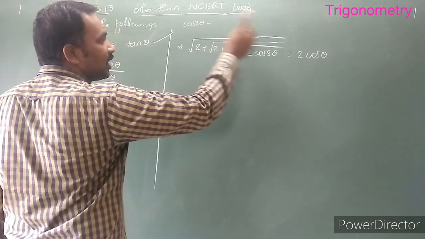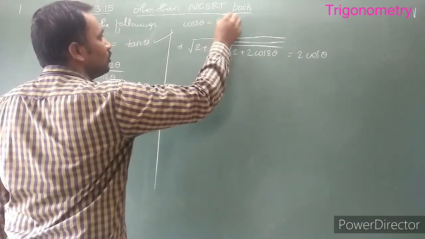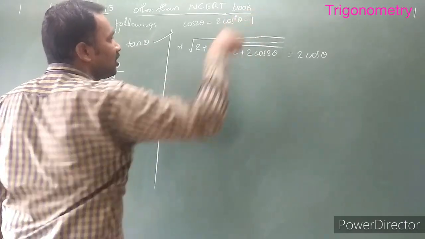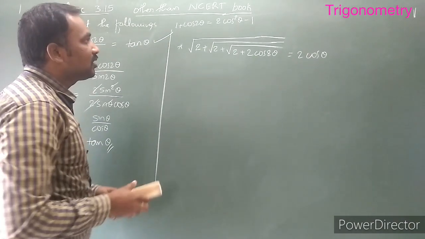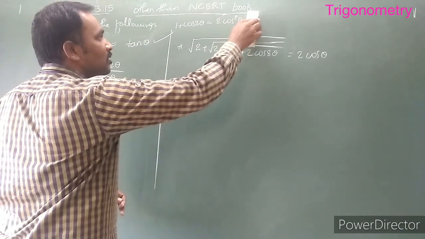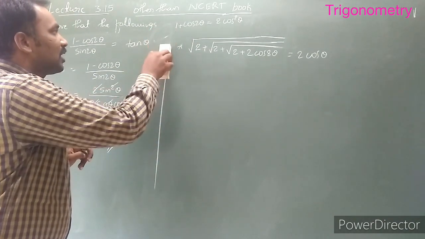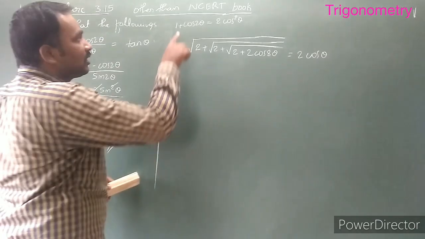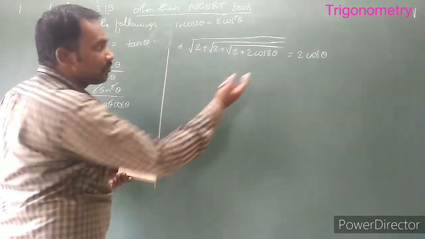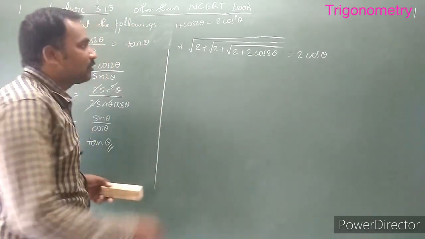So cos 2 theta in terms of the cos ratio, what can we write? This is 2 cos square theta minus 1. Taking the minus 1 to the left-hand side, 1 plus cos 2 theta. So 1 plus cos 2 theta can be written as 2 cos square theta. Try to convert 1 plus cos 2 theta; reduce it, because angle 8 theta is there, that should be reduced to theta.